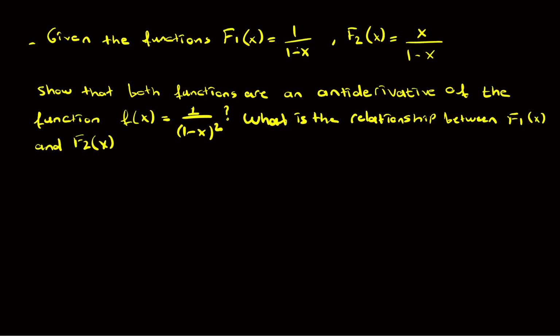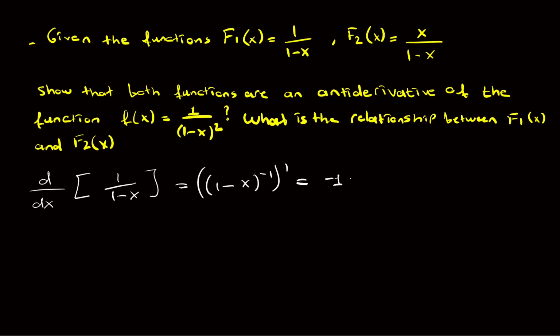Given the functions, we have two functions here. Show that both functions are antiderivatives of the function given to us. What is the relationship between these two functions? Of course, first we need to differentiate these two functions with respect to x. 1 over 1 minus x is equal to (1 minus x) to the power of negative 1. Differentiated: negative 1 times (1 minus x) to the power of negative 2 times negative 1, because differentiating inside gives negative 1. This is equal to 1 over (1 minus x) squared.